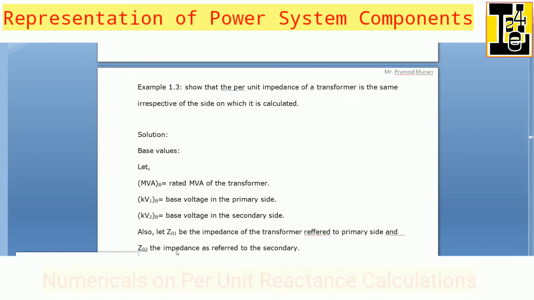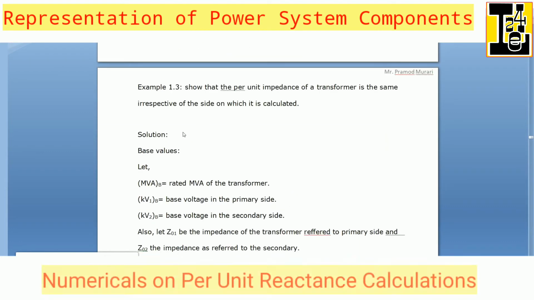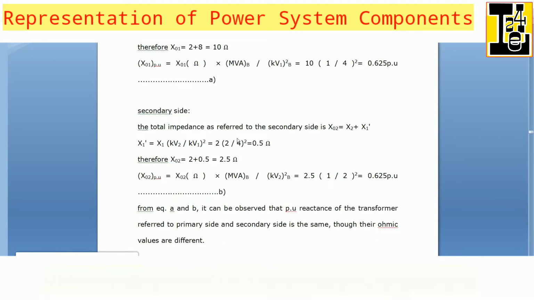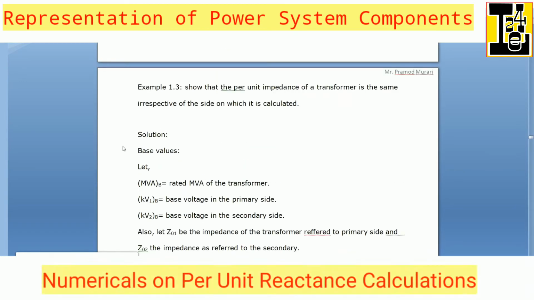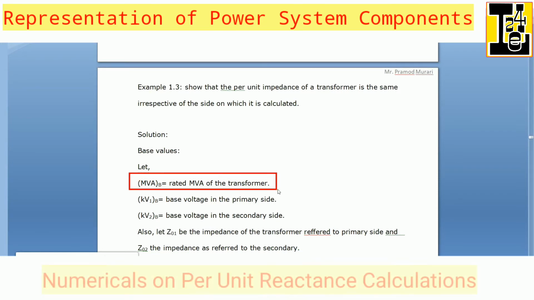Let us go through the third problem. Show that the per unit impedance or the reactance of the transformer is the same irrespective of the side on which it is calculated. Just before we have calculated a problem, now we'll prove it. Let us take the base values. MVA base is equal to the rated MVA of the transformer.